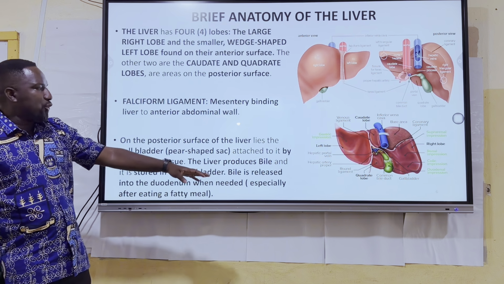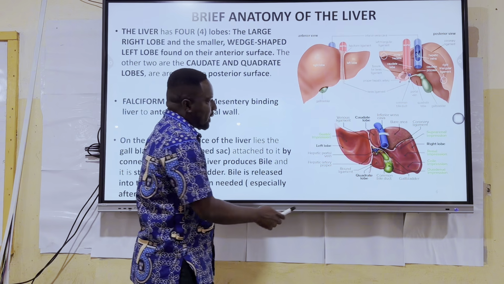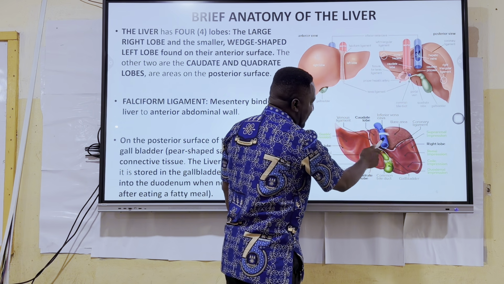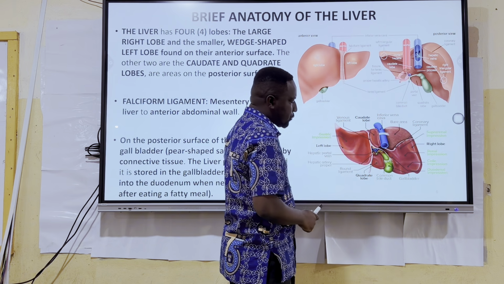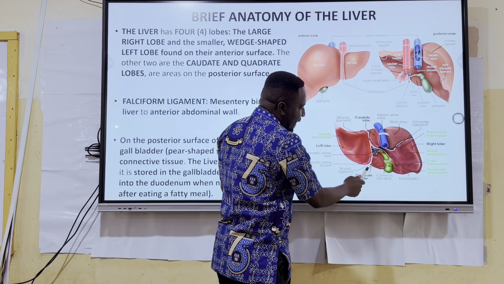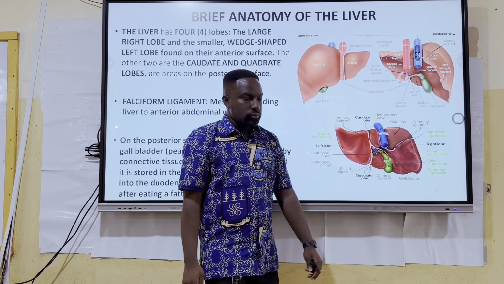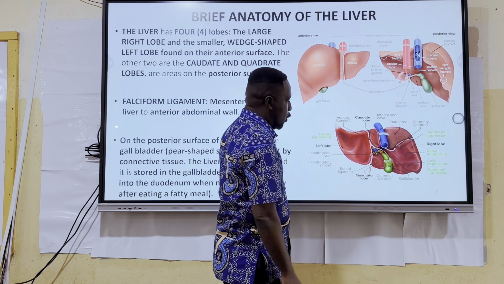And then when we look at the posterior surface of the liver, we can see that there are two major lobes that can be seen there. The caudate lobe, and then we can also see the quadrate lobe. So the caudate lobe and then the quadrate lobe.